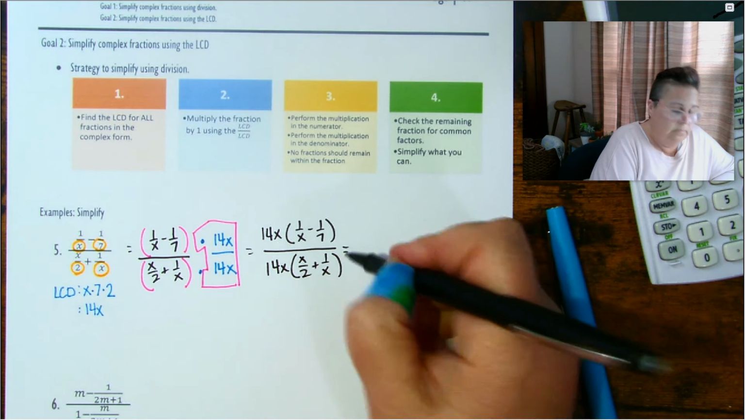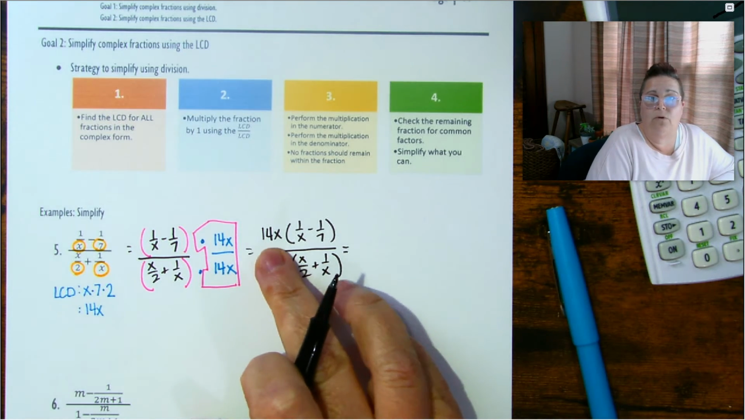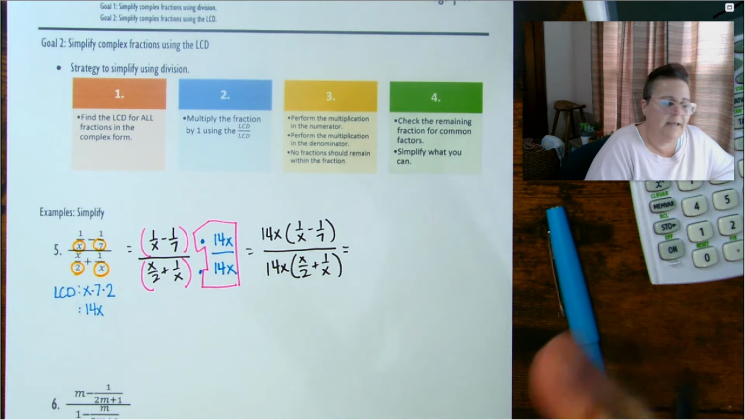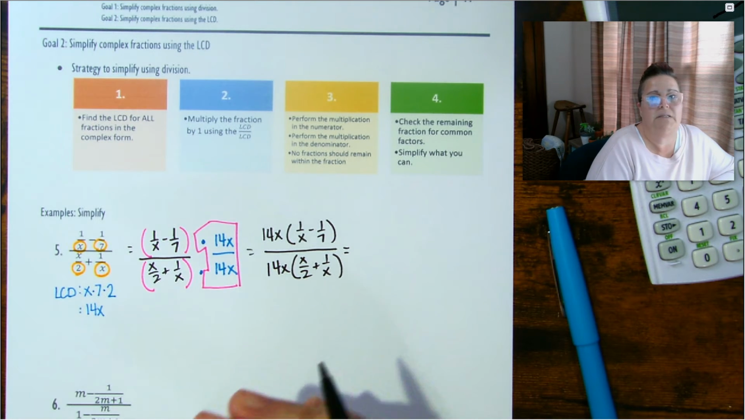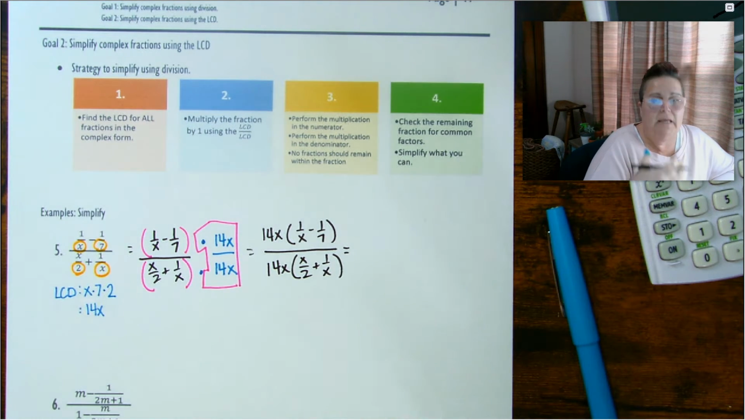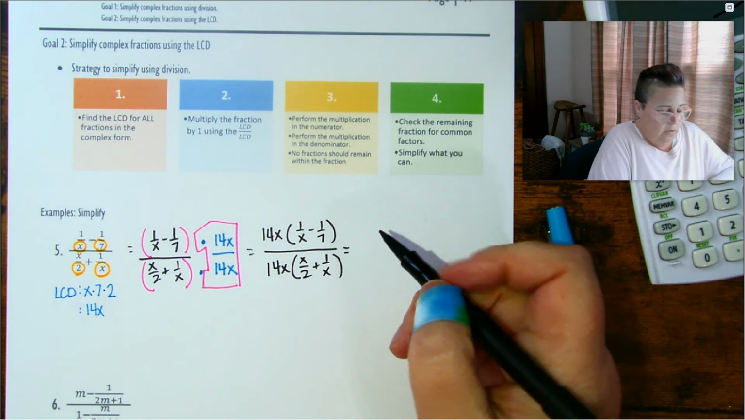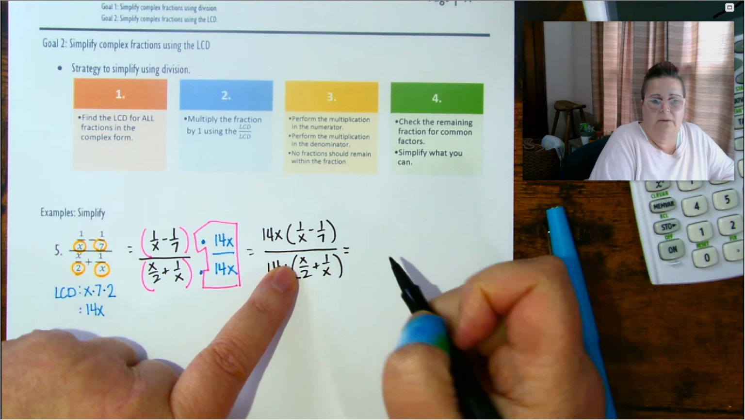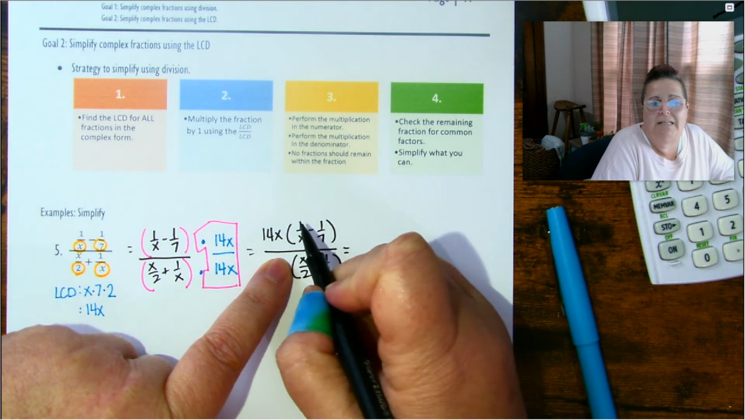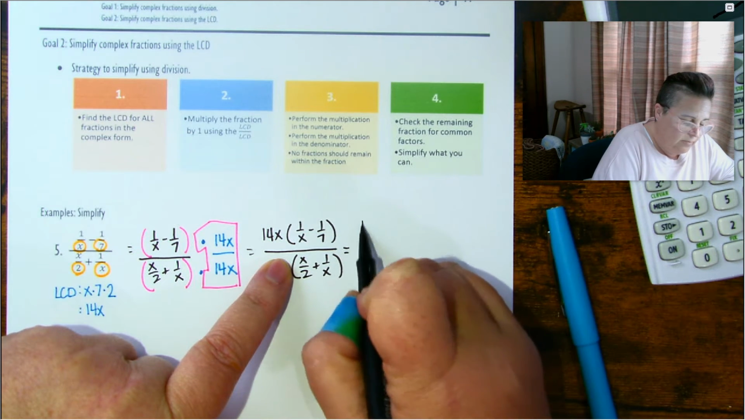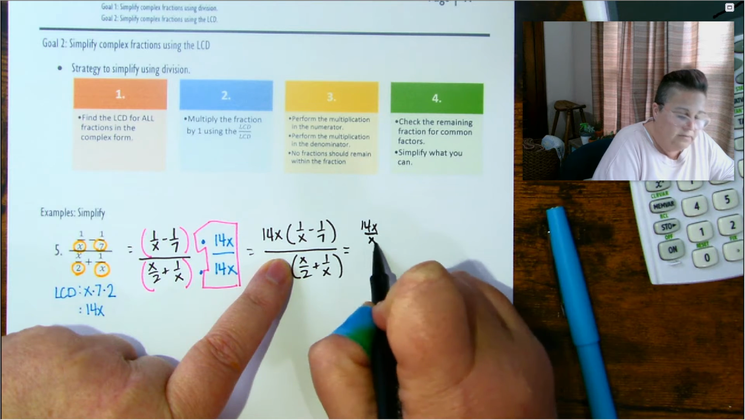Now, we're going to distribute that 14x. I'm going to show an intermediate step. Many of you will not need to show this part, not internally, but I'm going to show it so that you see what we're doing, for those of you who are unfamiliar with this. So I'm going to do 14x times 1 over x. That's going to give me 14x over x.